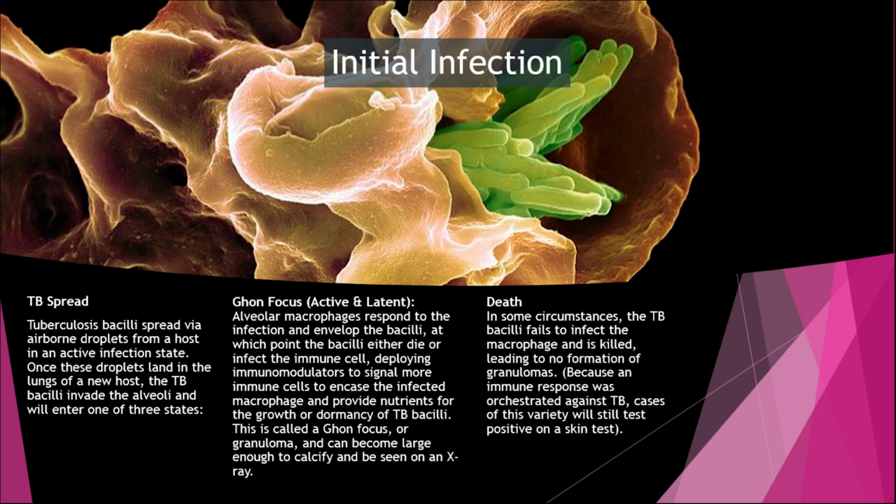Initial infection. Tuberculosis bacilli spread via airborne droplets from a host in an active infection state. Once these droplets land in the lungs of a new host, the TB bacilli invade the alveoli and will enter one of 3 states: Ghon focus, active, and latent. Alveolar macrophages respond to the infection and envelop the bacilli, at which the bacilli either die or infect the immune cell, deploying immunomodulators to signal more immune cells to encase the infected macrophage and provide nutrients for the growth or dormancy of TB bacilli. This is called a Ghon focus or granuloma and can become large enough to calcify and be seen on an X-ray.